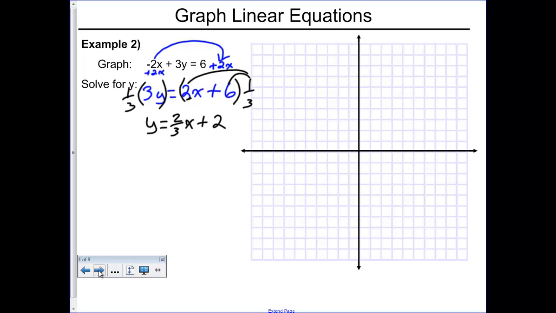Now in order to graph this though, I need to come up with some points. We have x values here, y values there. We also refer to this as domain and range.